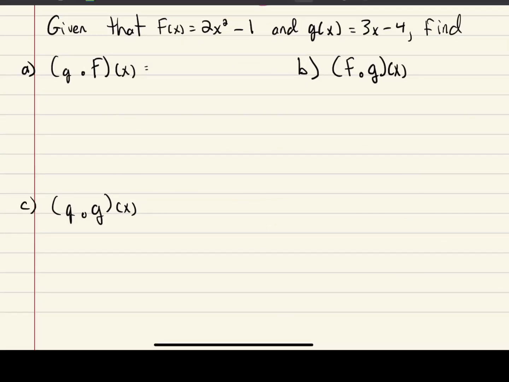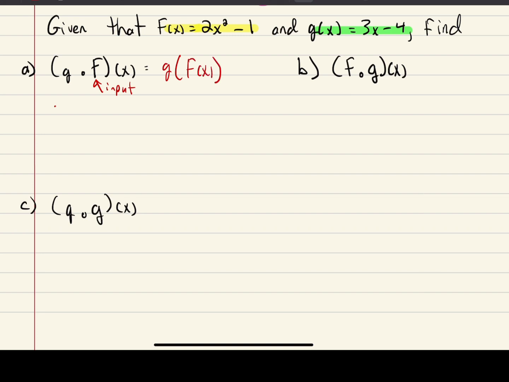So given that f at x is equal to 2x squared minus 1 and g at x is equal to 3x minus 4, find g of f at x. For this one, remember that this is going to be the input. So I'm going to first write the other notation, which is g at f at x.